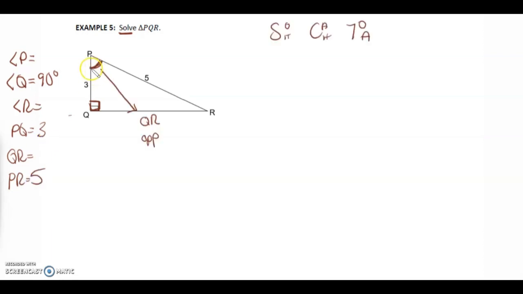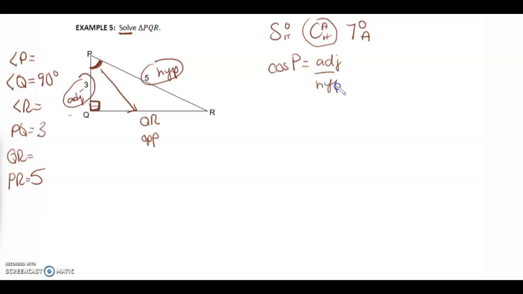All right, let's go. Angle P, this is opposite, this is adjacent, and this is hypotenuse. Okay, the labeling does not matter. Sorry, we're solving for angle P. So we need to use adjacent and we need to use hypotenuse. So adjacent and hypotenuse is going to be cos. So cos of P is going to equal adjacent over hypotenuse, or you can start to skip that step and just write in 3 over 5 immediately.